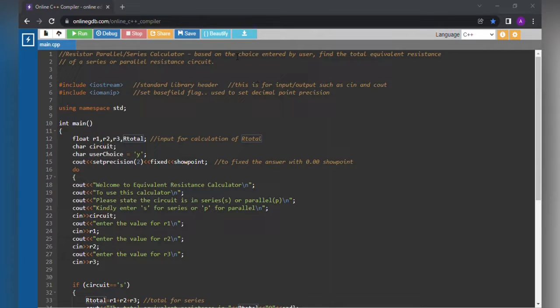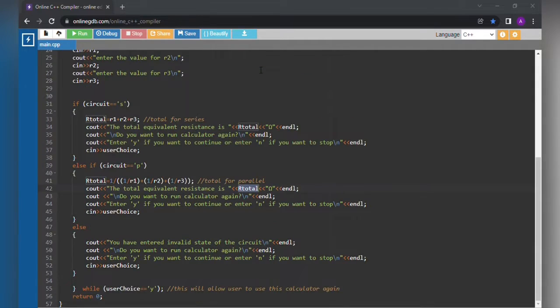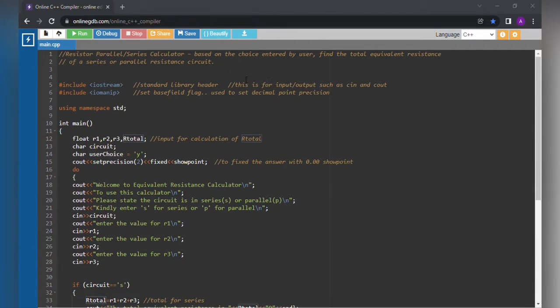The question asks for us to create a coding for an equivalent resistance calculator based on the choice entered by the user. So as you can see here, this is our coding for the equivalent resistance calculator. Let's start with the standard library. We use iostream as the standard library header. This is for input and output such as cin and cout.